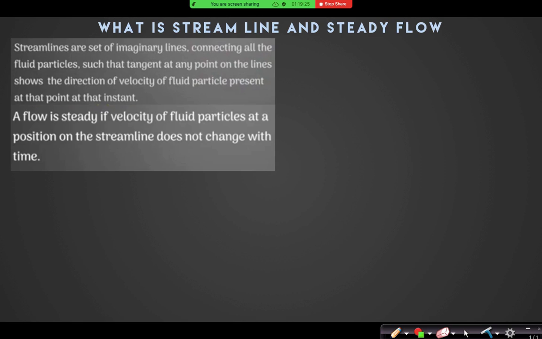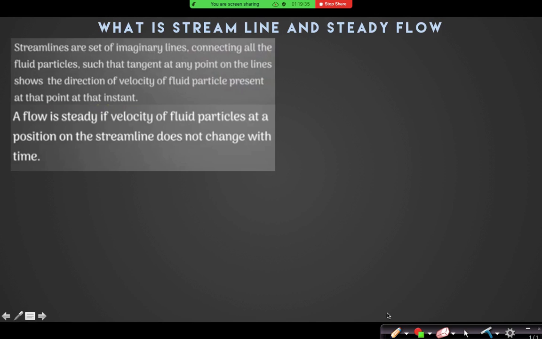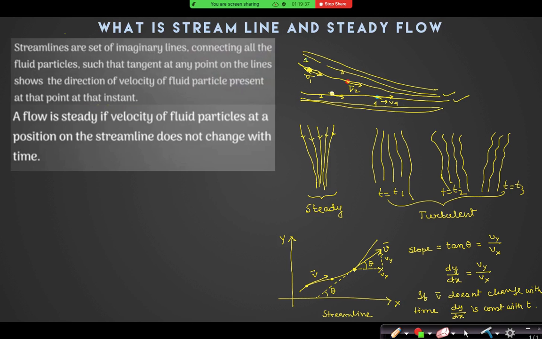After we have studied what is streamline and steady flow, now we will move to the equation of continuity. Please go to the streamline page once. What was the second definition? Flow is steady if the velocity of fluid particles at a position does not change with time.